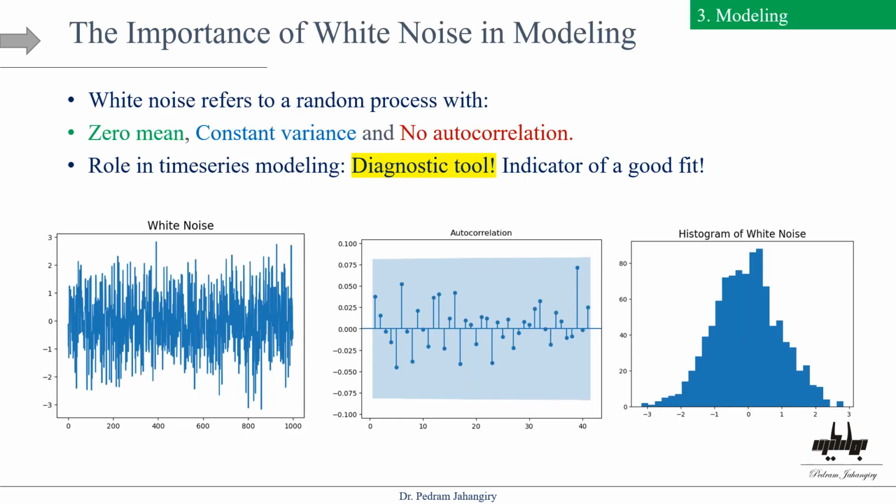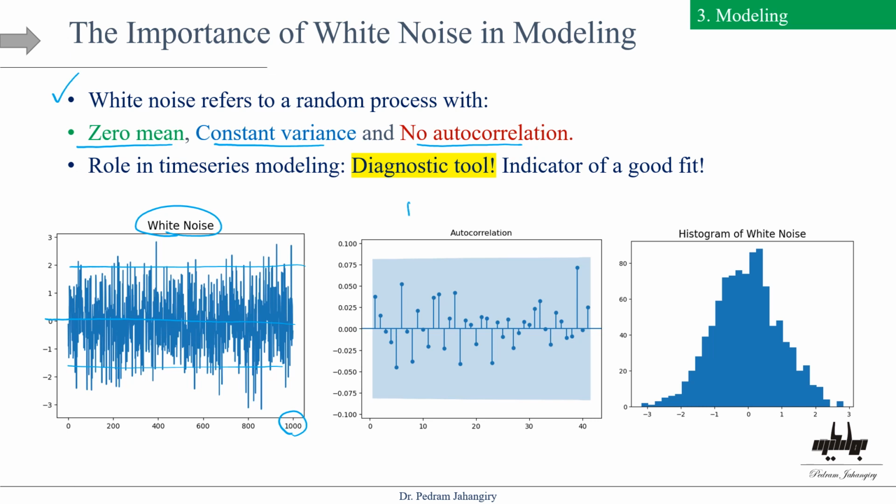Okay, what is white noise and why do we care about it? White noise refers to a random process with the following properties: zero mean, constant variance, and no autocorrelation. Here's an example of simulated data for white noise. We simulated 1000 time steps, and as you can see, the average is 0, so we have zero mean. We have a constant variance and there's no autocorrelation.